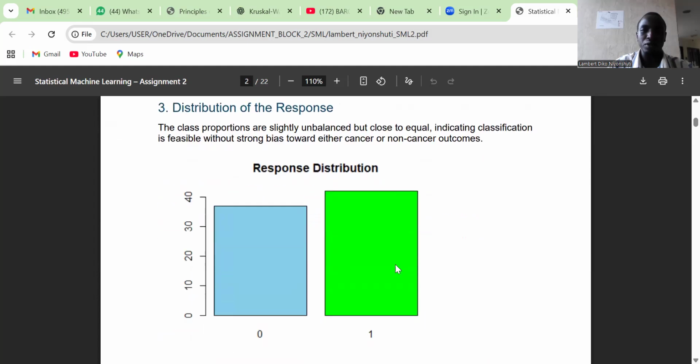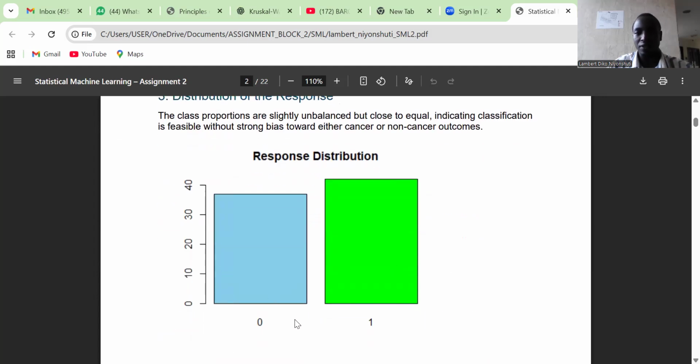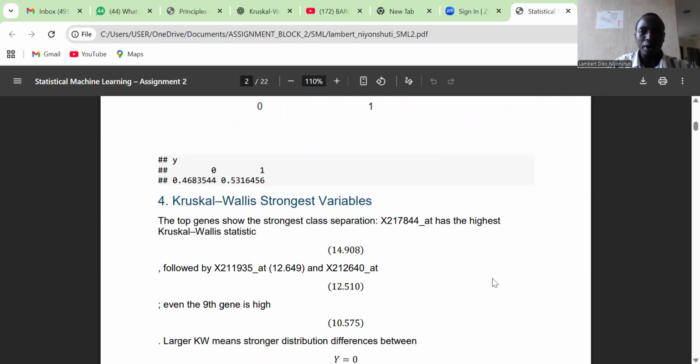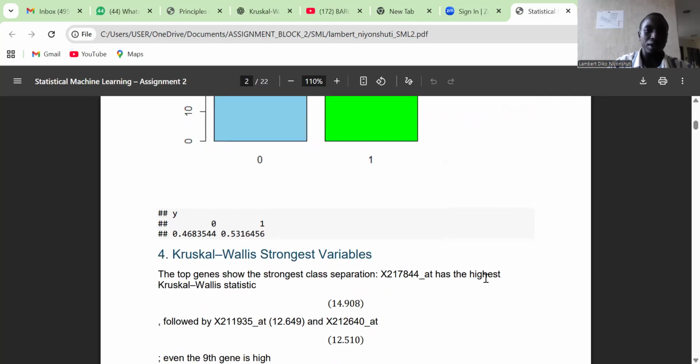For the classification, the classes are more likely to be close: for zero we have 0.46 and for the other we have 0.56. That means the difference is not big, so there is some imbalance between the variables.